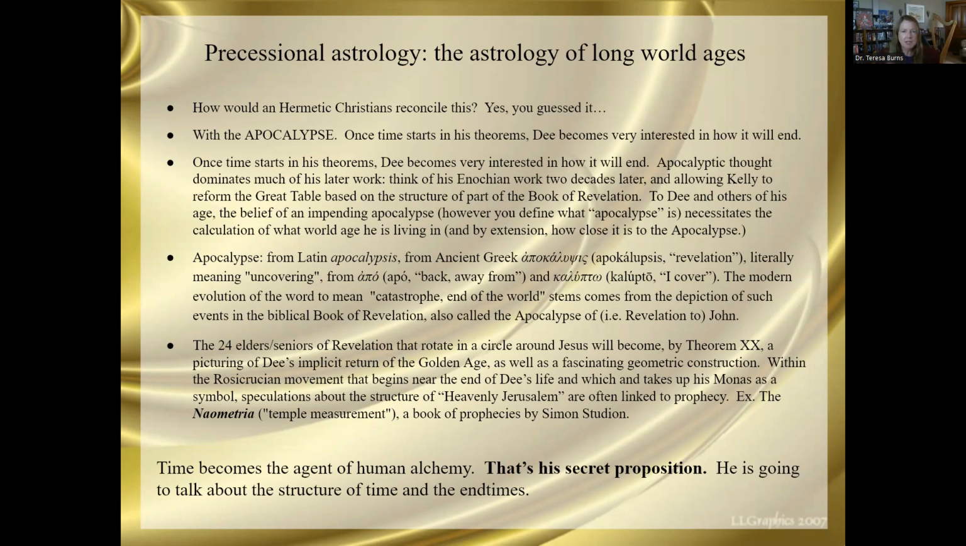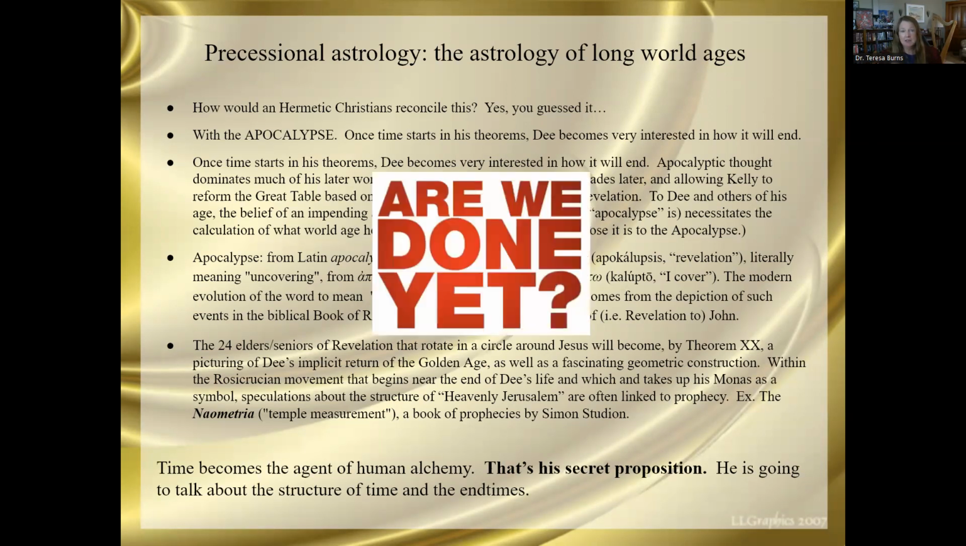Time becomes the agent of human alchemy. Alchemy works on time itself. That's the secret proposition. He's going to be talking about the alchemy of time, and he's going to be using geometric forms to do so. He will be talking about the structure of time and the end times. So that's the secret. From here on, time has started, but he's not really interested in what happens tomorrow. He's interested in, are we done yet? Yes, I shamelessly took this from Ice Cube's movie of the same title. But when is it going to be over, and what's that going to look like? What will heavenly Jerusalem be like?